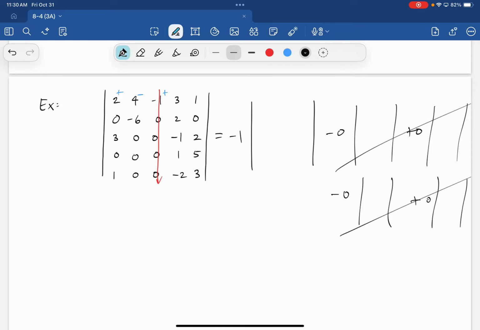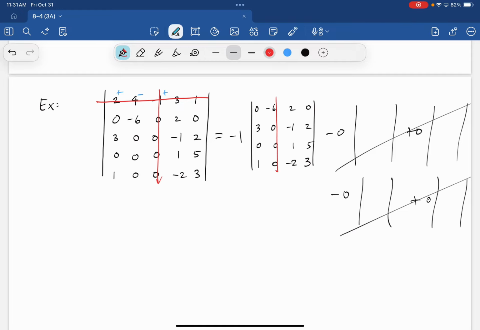Okay, but how do you find it? All we need to calculate is -1 times the determinant of the matrix with rows 0, -6, 2, 0; 3, 0, -1, 2; 0, 0, 1, 5; 1, 0, -2, 3. Make sense? Any questions? How do we find that? Do the same thing again. That's why we call it recursive. Oh, so we have to pick another row? Yep. Now which column do we pick, -6 or the second column? We pick the second column.